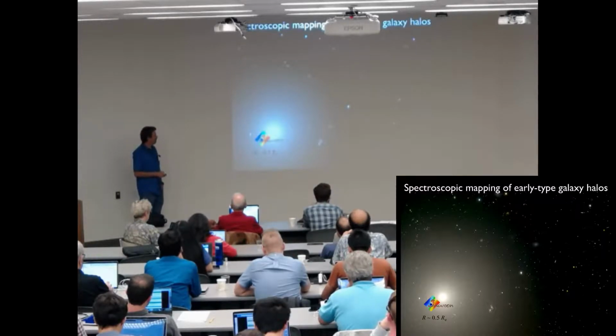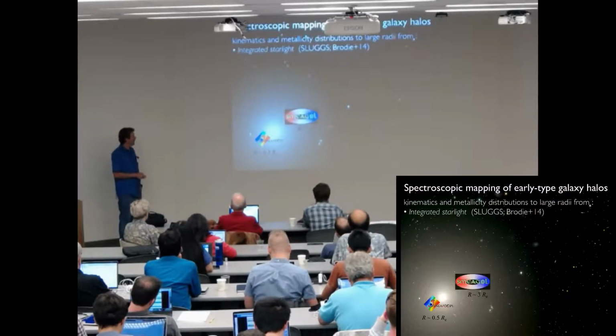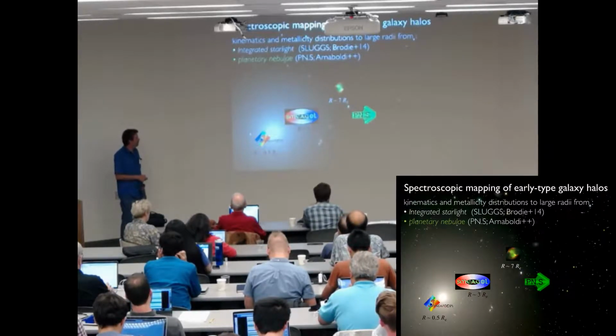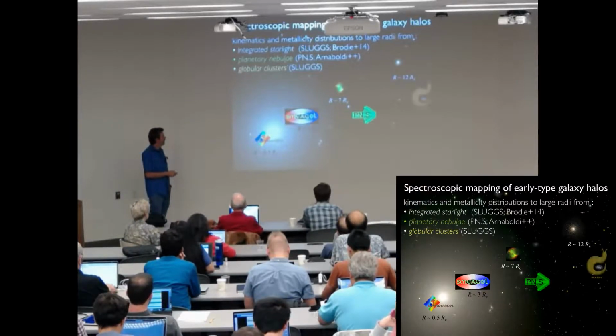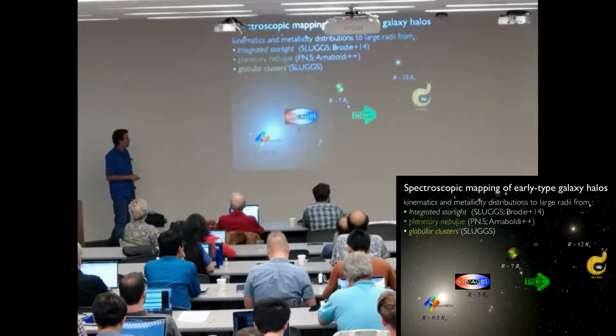How do you get out to larger radii? Søren's done this beautiful work with ATLAS3D at the central regions. To go to the outer regions, the SLUGS survey is still probably the best, doing stellar kinematics out to about 3 effective radii. The planetary nebula spectrograph survey is going out to about 7 effective radii, and SLUGS with globular clusters out to about 12 effective radii. So that's how we get to these large radii.